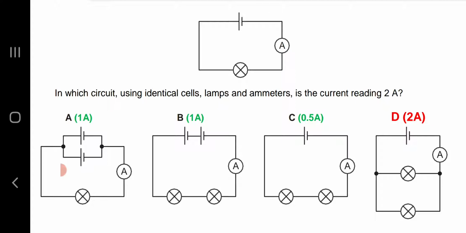In option D, two lamps are connected in parallel, so the effective resistance has become 1 half and the amount of current will become double. 1 ampere will flow through the upper lamp and 1 ampere will flow through the lower lamp, and the ammeter will record 1 plus 1 is equal to 2 ampere. So option D is the correct option.